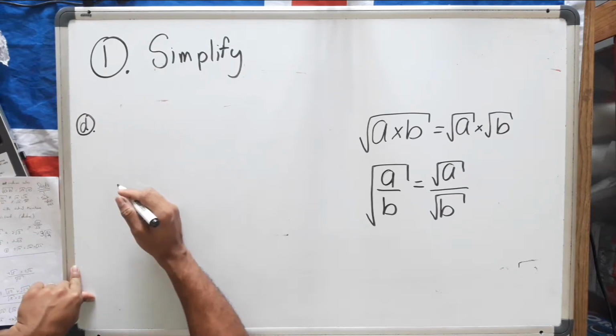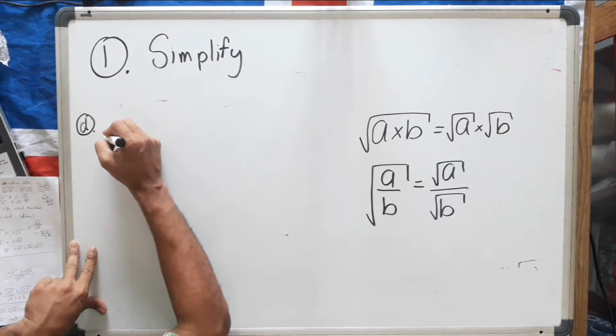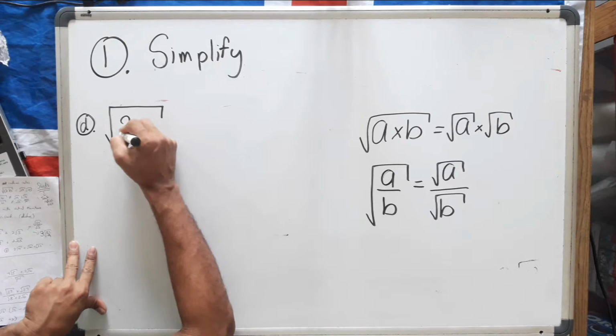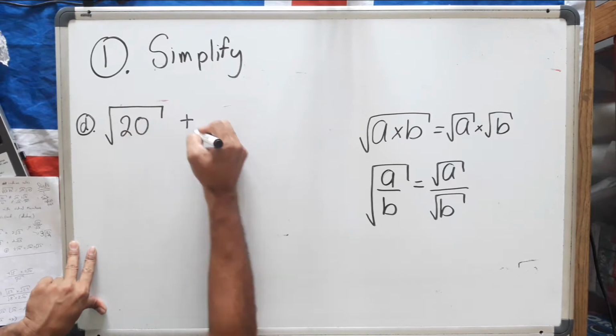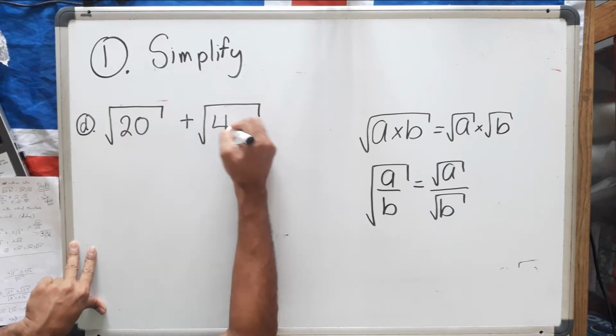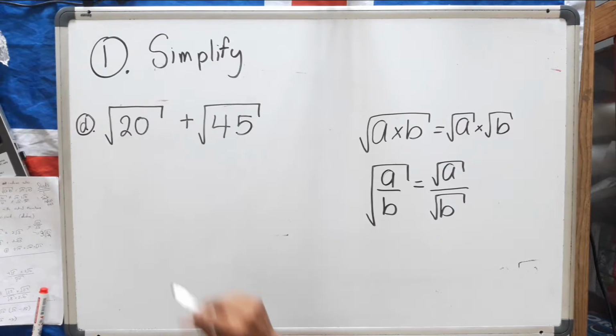All right, I'm seeing this one here. The square root of 20 plus the square root of 45. Believe me, if you square root 20 on the calculator and you square root 45 on the calculator, you will not get a good number. It will look terrible. All right, so let's see what happens here.